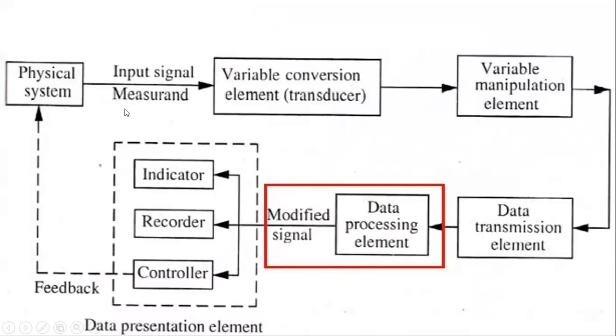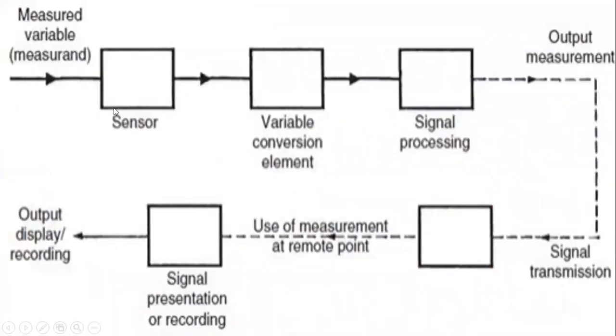Then this is a more refined form of what we have seen here. Physical system, all the parameters, input variable, conversion element, transducer, variable manipulation element, signal conditioning. Then you are transmitting the data to a modified signal data processing element. Then you are giving it either to an indicator, a recorder, or a controller. You're also giving feedback to the physical system, the data presentation element. So this is another form of representing the generalized measurement system.